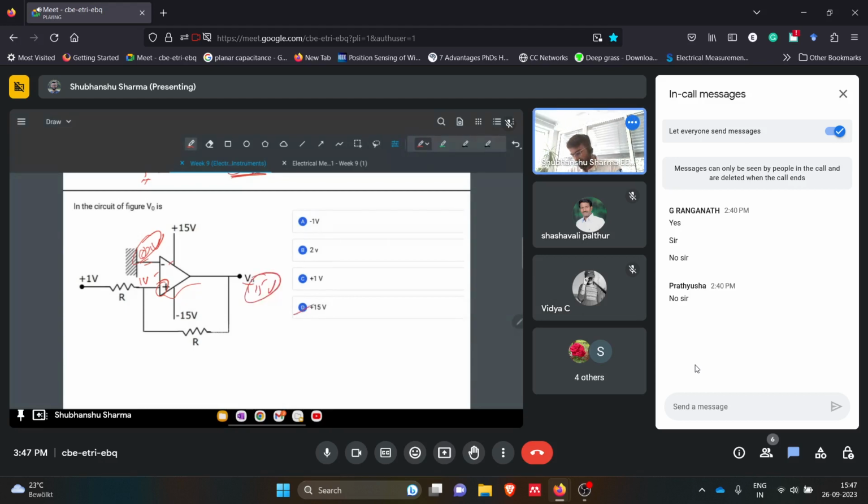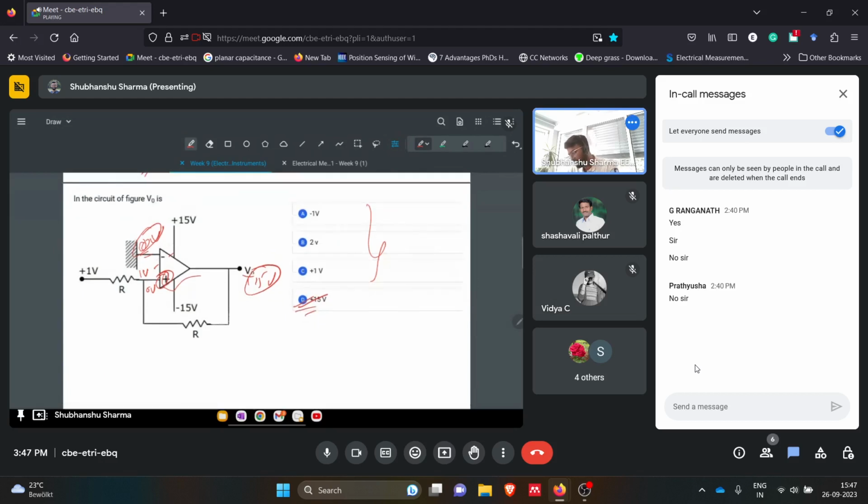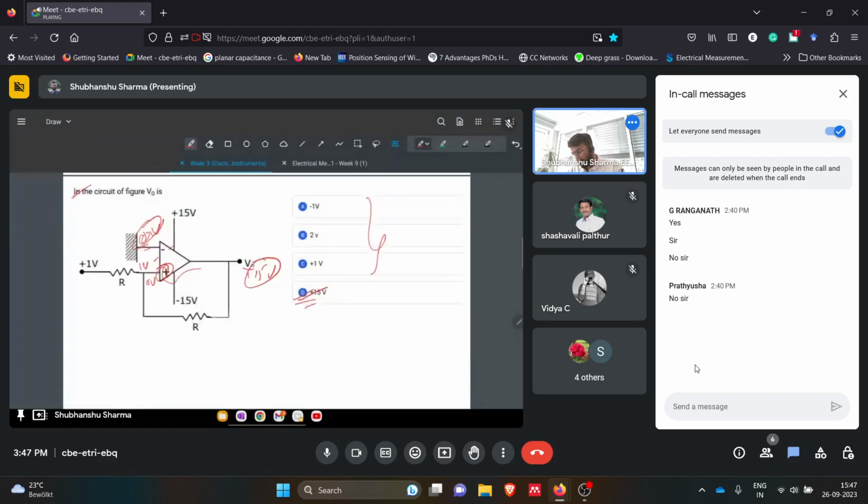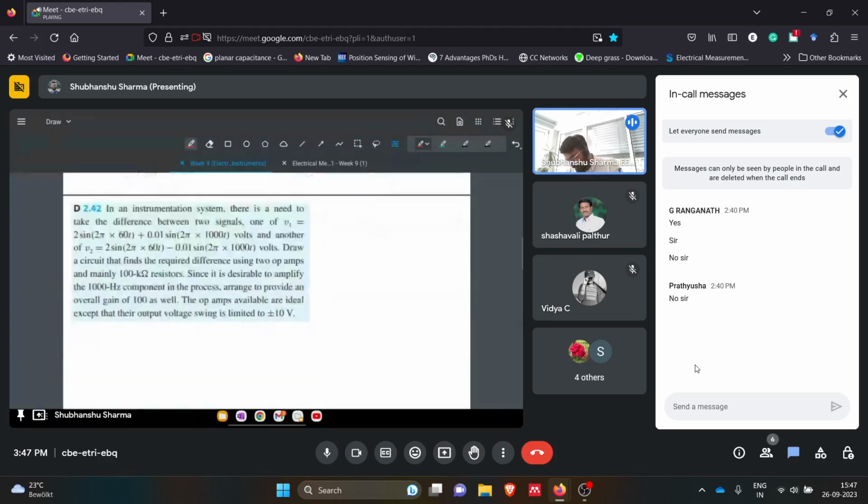If you do not see this, you will say this is anyway a simple negative feedback system, this is 0 volts, and then you will solve it like that and get either of the answers. So you should be careful about that. Okay. So now the next question.